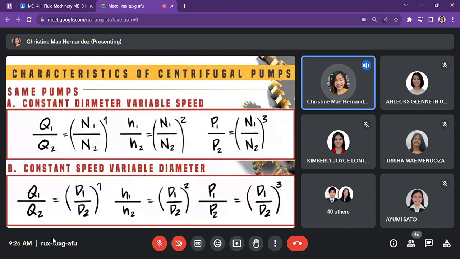So, meron din tayong pump affinity laws. So, sa centrifugal pump, pag sinabing same pumps, tapos constant daw ang diameter, variable speed. So, Q, siya yung ating volumetric flow rate. N ay yung speed natin. H1 is yung ating head. And yung P is yung ating pressure.